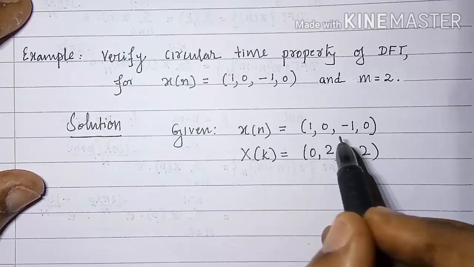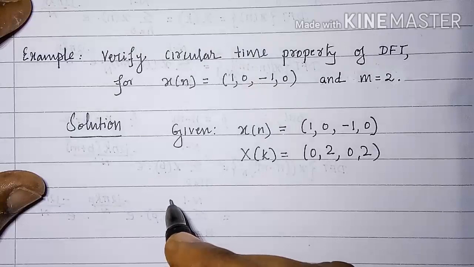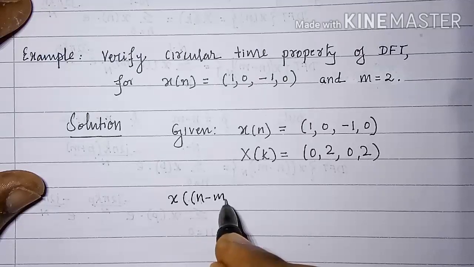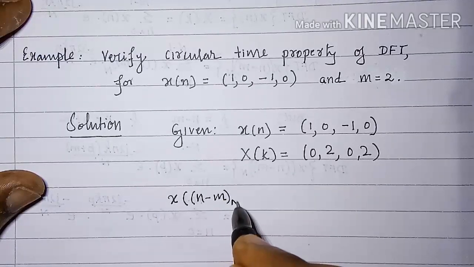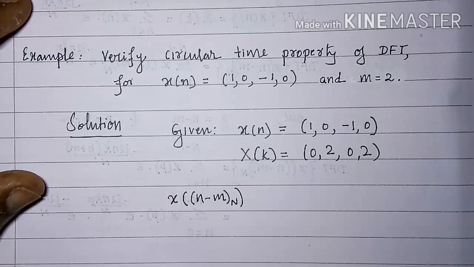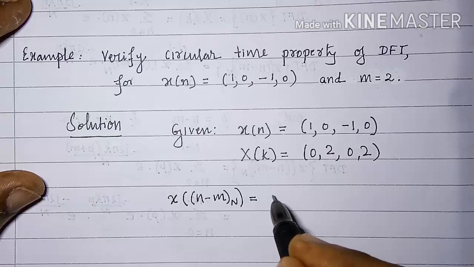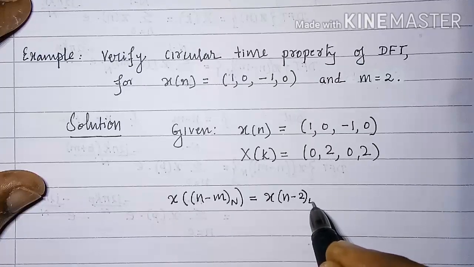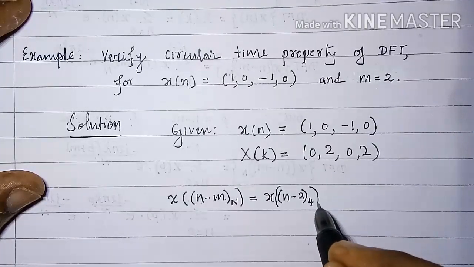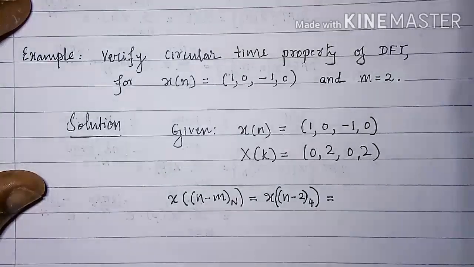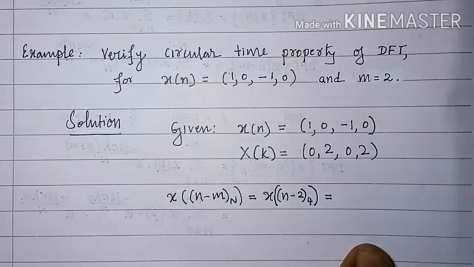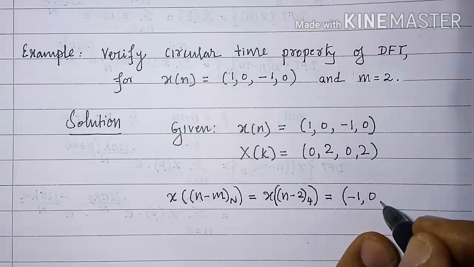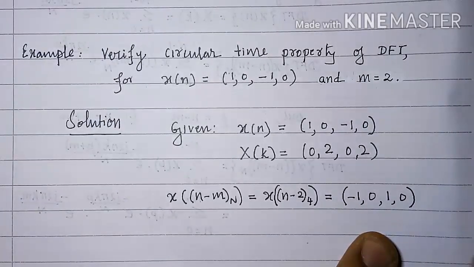If we circularly shift x of n by 2 samples, that is x of n minus m mod n, which is equal to x of n minus 2 mod 4, that is equal to minus 1, 0, 1, 0, we get.